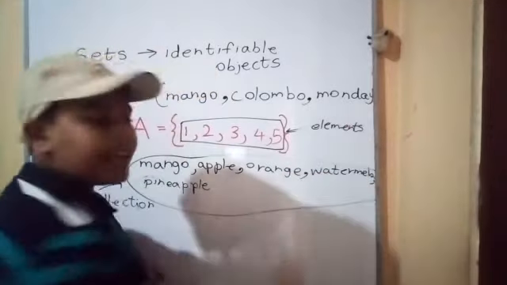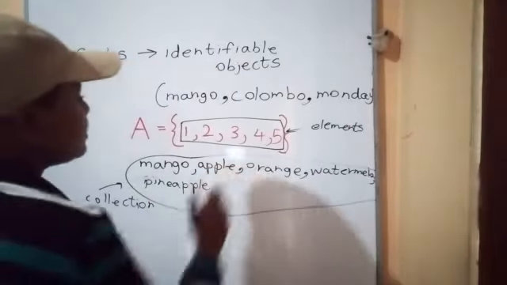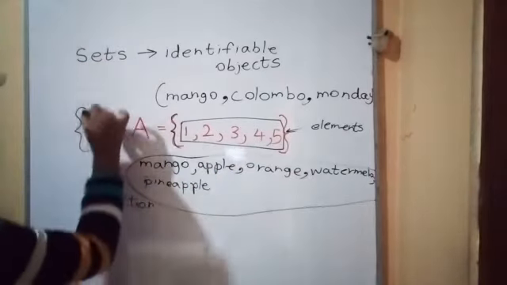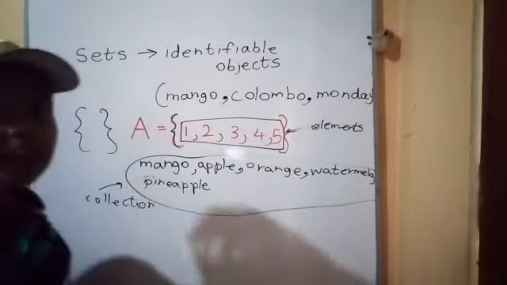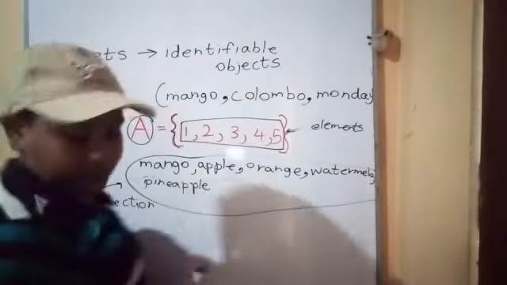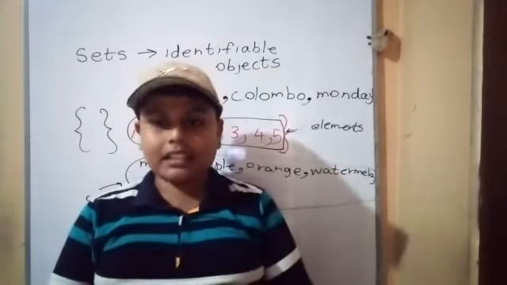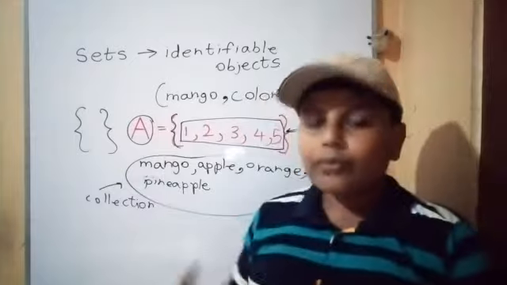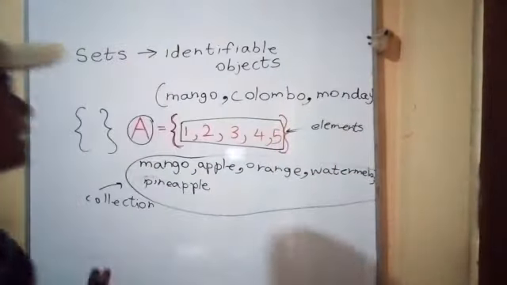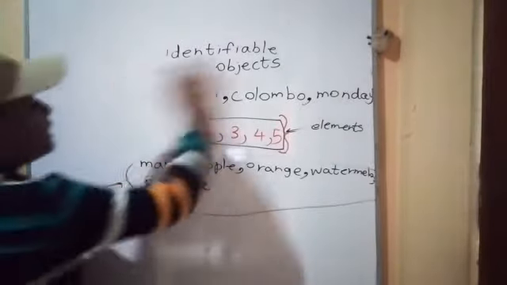These are the main things to remember in this sets lesson. These are the elements, and these two are the curly brackets. A group of identifiable objects is known as a set. You want to keep that in mind.